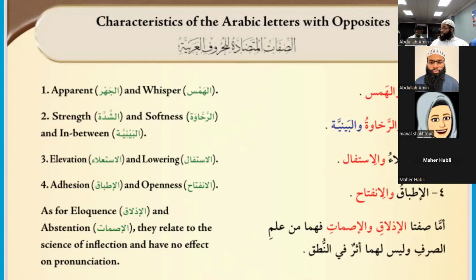So if a letter is a strength letter, like jim, this means it is not a soft letter. And it also is not an in-between letter. Right? If a letter is an in-between letter, it also is not a strength letter. It's also not a soft letter. Mumtaz. So lam is an in-between letter. Is lam a soft letter? It's an in-between letter. Is it a soft letter? It can't be. If it's an in-between letter, it can't be a soft letter.